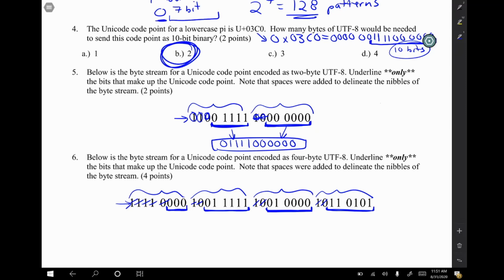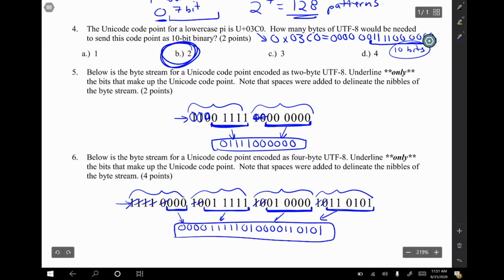We copy these bits on a D2L quiz or D2L test, and we get from here 0, 0, 0. From the second byte, 0, 1, 1, 1, 1, 1. From the third byte, 0, 1, 0, 0, 0, 0. And from the fourth byte, 1, 1, 0, 1, 0, 1. And that's the answer to problem number 6.